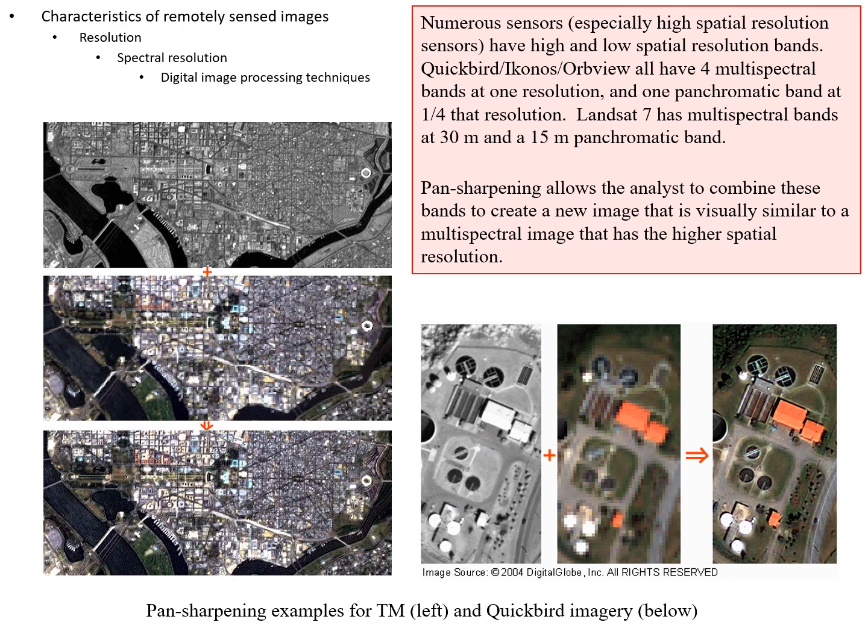As I've discussed before in brief, numerous sensors have both high and low spatial resolution bands. So these high spatial resolution sensors, QuickBird, Ikonos, and Worldview, they all have 4 multispectral bands at 1 resolution and 1 panchromatic band at 1/4 that resolution. So the original sensor of this type was Ikonos, and it had 4-meter multispectral spatial resolution and 1-meter panchromatic spatial resolution.